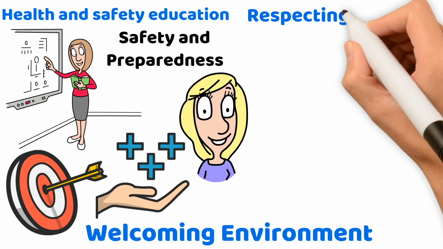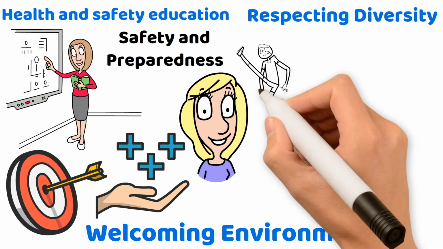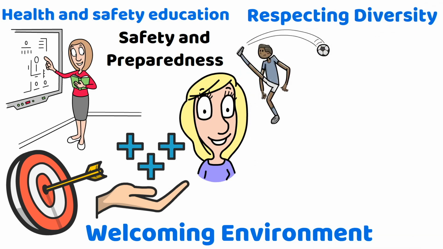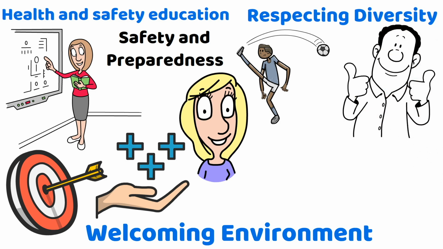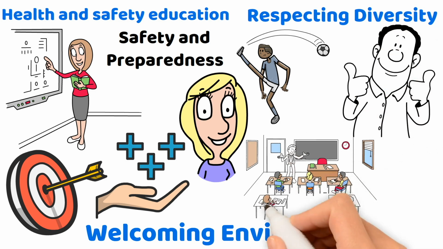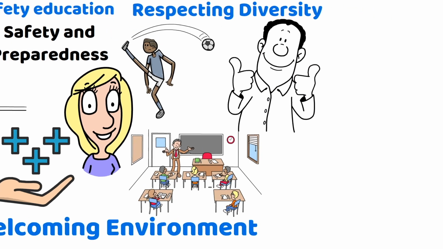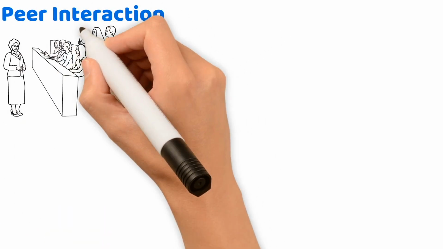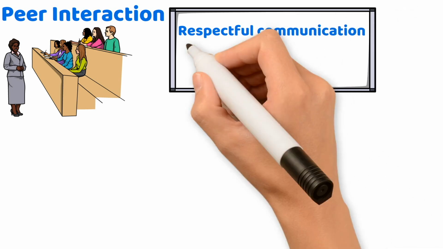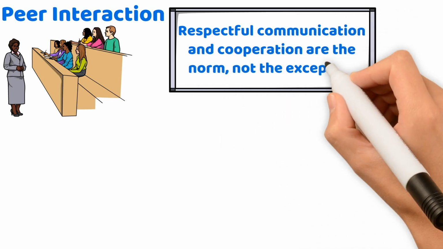Respecting diversity and inclusion should be a non-negotiable aspect of your teaching and the tone you set in your classroom. This involves acknowledging and valuing the diverse backgrounds and perspectives that each student brings to the classroom. Lastly, encouraging peer interaction helps build a classroom environment where respectful communication and cooperation are the norm, not the exception.